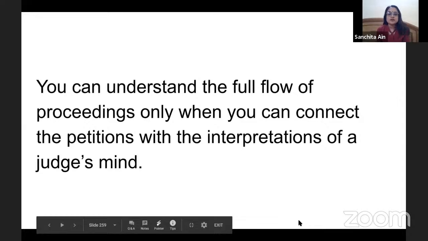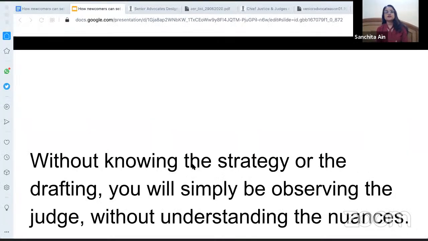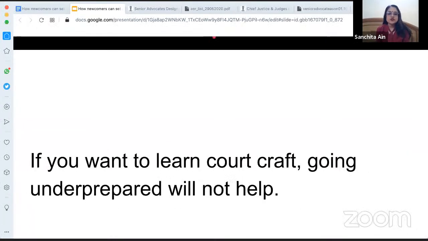I think we have covered all this part. We can go ahead. Without knowing the strategy or the drafting, it was simply by observing the judges. I think we've covered all this.